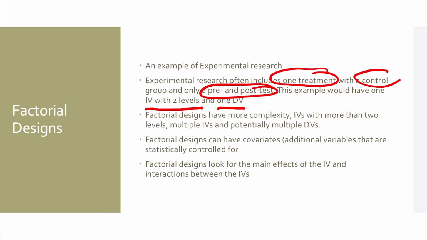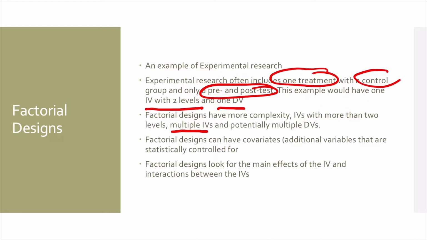We also see in factorial designs a lot of studies where we have multiple independent variables. So maybe we're looking at soccer playing position as one independent variable with 4 levels, and then another variable such as treatment group.